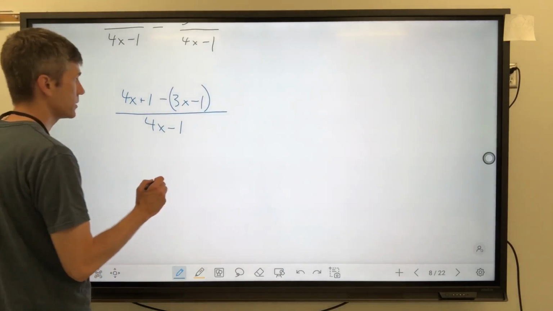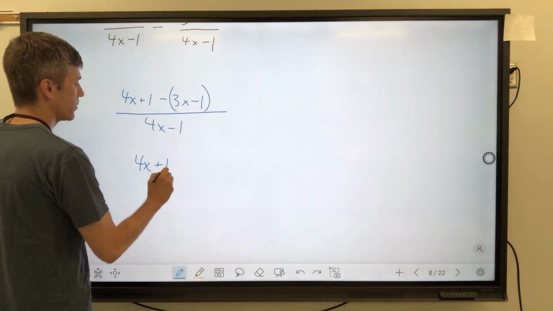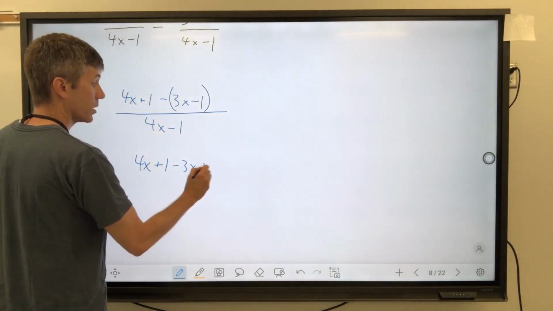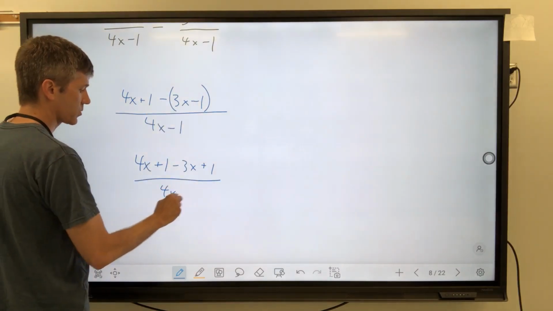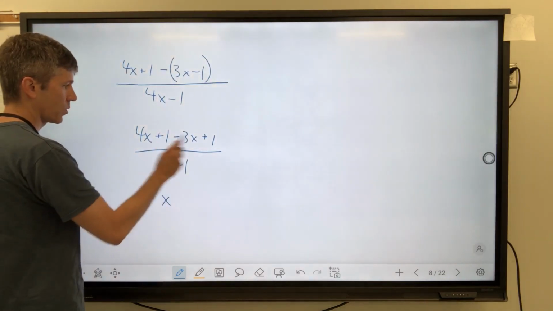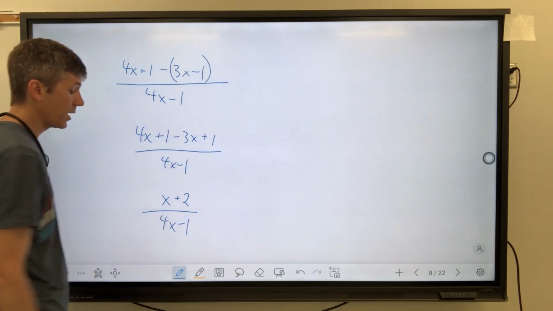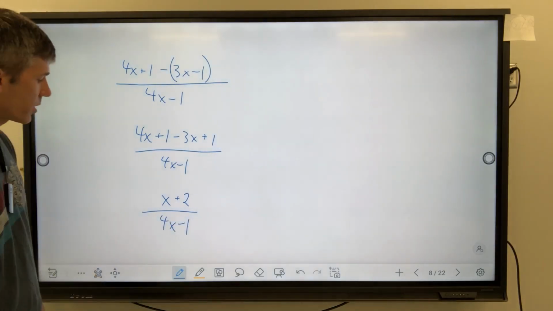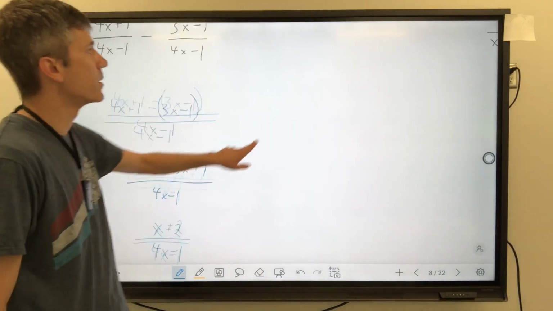Okay, I'd love to skip a step. I should not. 4x plus 1 minus 3x plus 1, negative, negative, makes positive. And then 4x minus 1, doesn't change. And so we're going to have 4x minus 3x, that's x. 1 plus 1, that's 2. And then 4x minus 1 there. Nothing reduces. No GCF, numerator, denominator, nothing factors. We can't reduce anything. Okay, let's go to the next one.